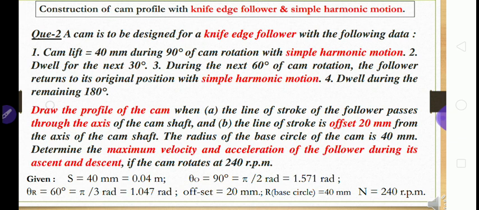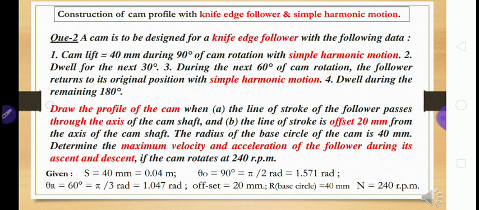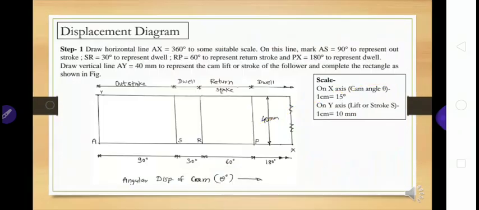We will use these formulas to determine that, and it is given that the cam rotates at 240 rpm, that means speed of the cam N is equal to 240 rpm. So this is the complete problem where all the data we have written as given data. Next, the first step as usual is to draw the displacement diagram.